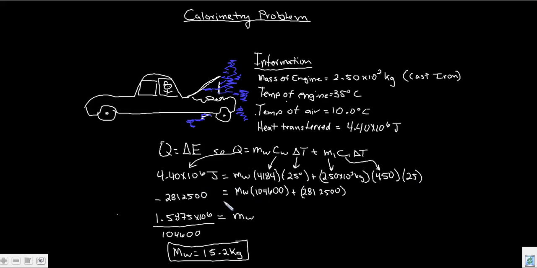So we'll multiply this and we'll subtract that over here. We've got that times that. We're going to divide by that. We find the mass of water is 15.2 kilograms. So this is kind of one of the ways that you can do it.